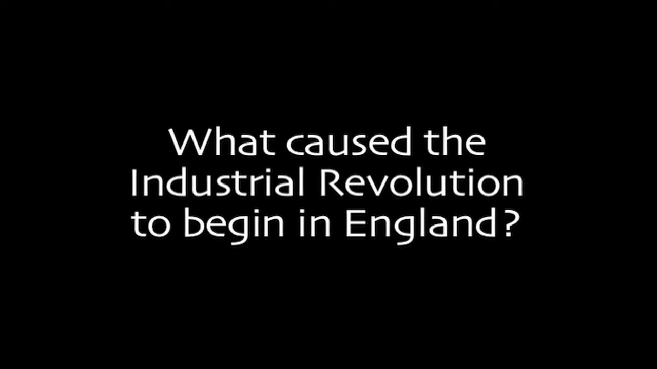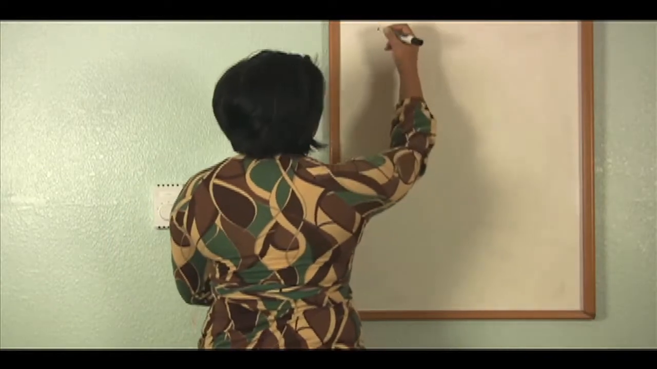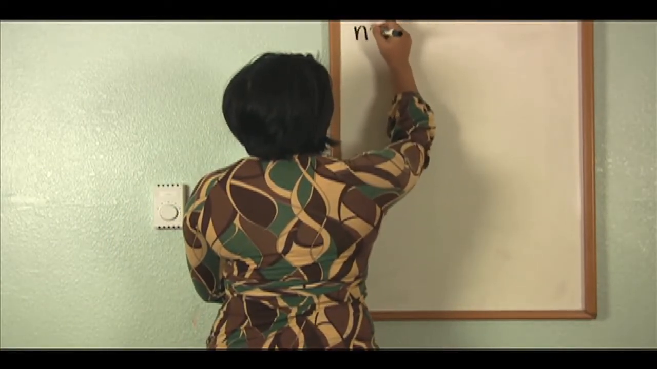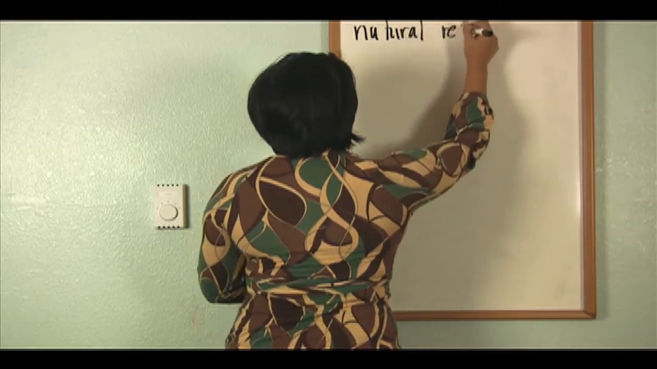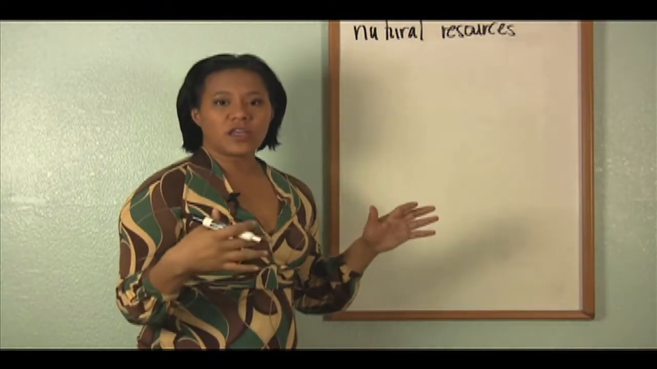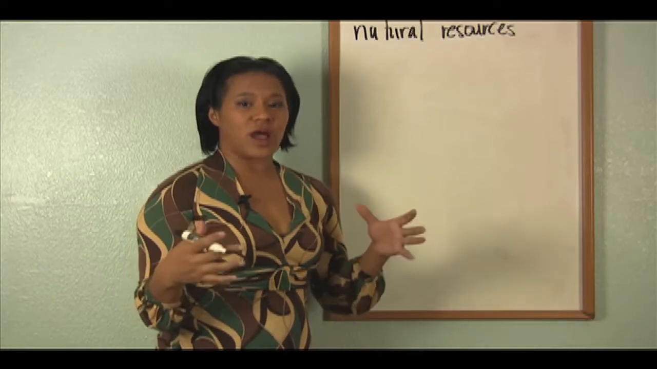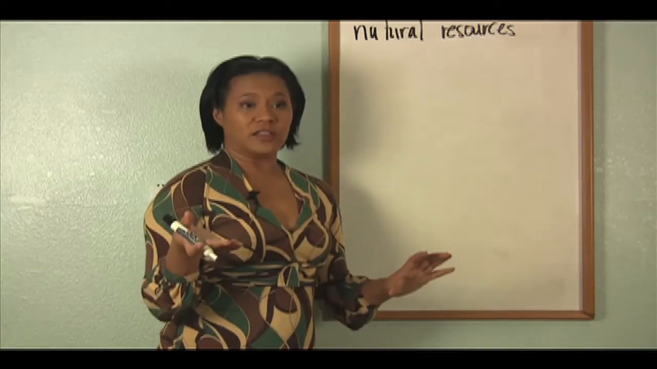Okay, so the first question that I want to ask you is, under what conditions or what caused the Industrial Revolution to begin in England? So there are three major reasons for the Industrial Revolution beginning in England. Okay, so the first of this is natural resources. When we're talking about natural resources, we're talking about the resources that are used in the actual production, as well as geographical locations and geographical formations that made it easy for England to industrialize.